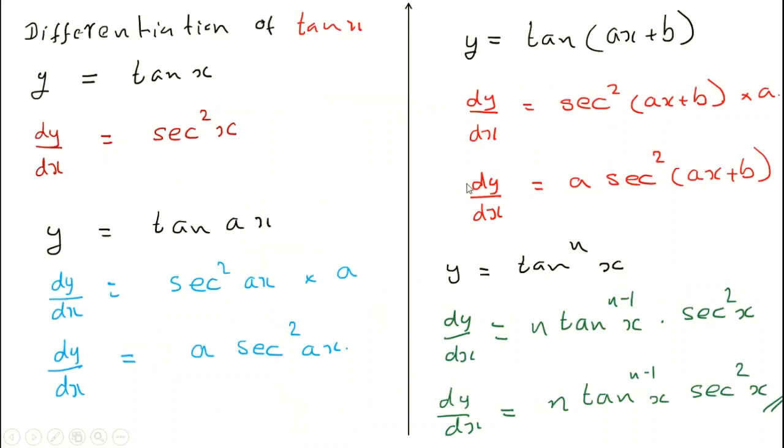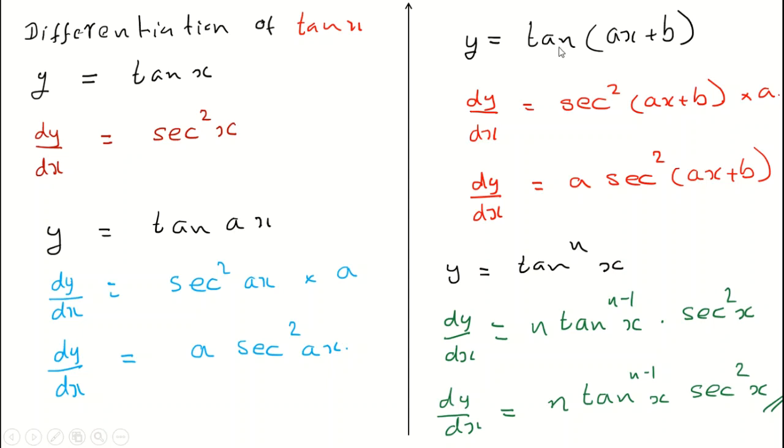Differentiation of tan x. When you differentiate tan x, it will be sec squared x, right? A proof of this we will be doing once we do the quotient rule. Be patient till that time. There are other ways of proving also, but we are not studying that. y equals tan ax. Then dy over dx will be sec squared ax into a. So dy over dx is equal to a sec squared ax.